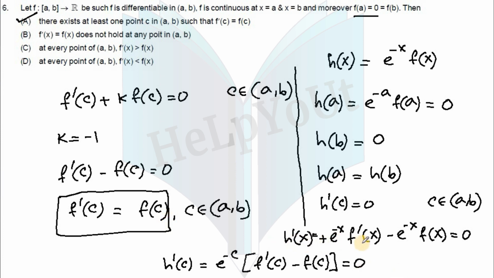And for this part again I used product rule here. Here e to the power minus x was fixed and f(x) was differentiated here, and here f(x) was fixed and e to the power minus x was differentiated here. For chain rule, that minus came down for that minus x. I hope you understood.